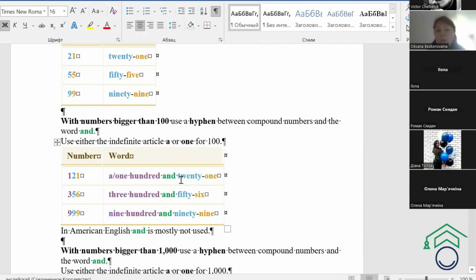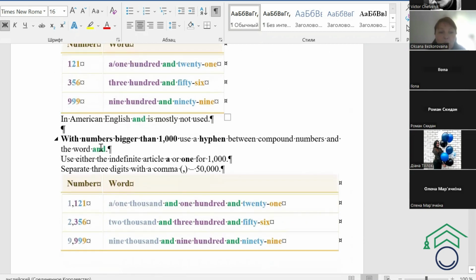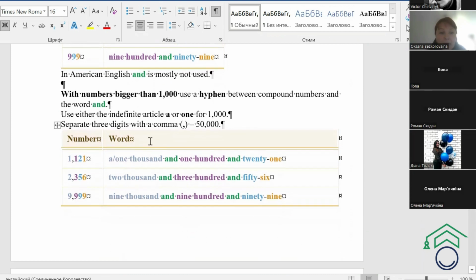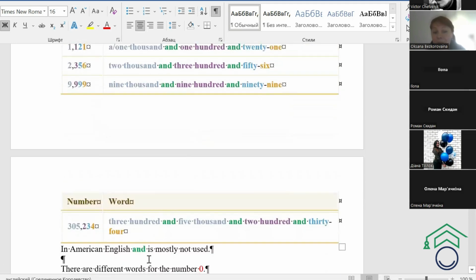121. We use the word and after hundreds. 356. We don't write this and, but we pronounce it. 999. In American English, however, and is mostly not used. So, with numbers bigger than 1000, use a hyphen between compound numbers and the word and. So, 1000 and 121. This is the right way of pronunciation. Again, in American English, we can omit this and.